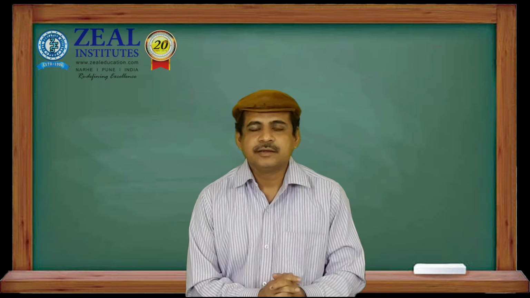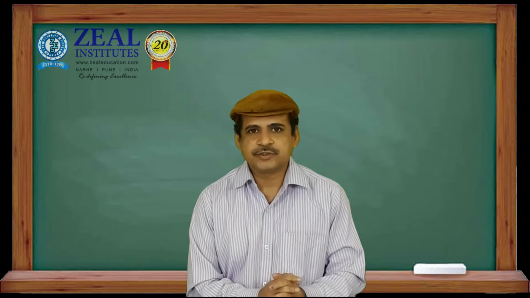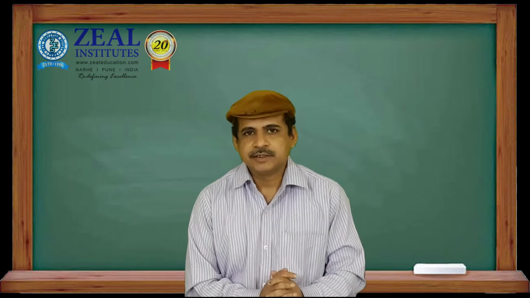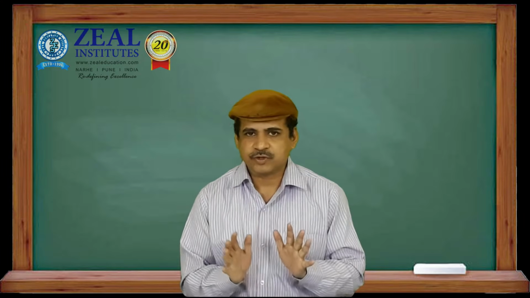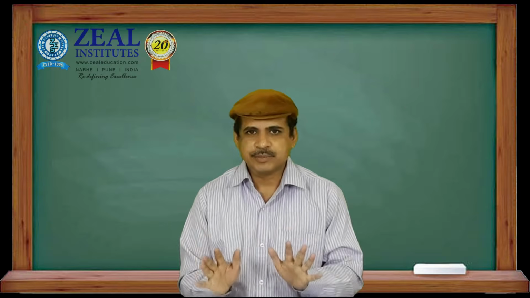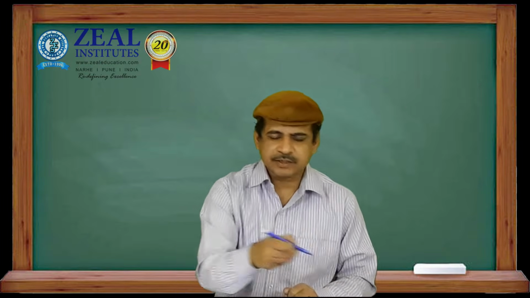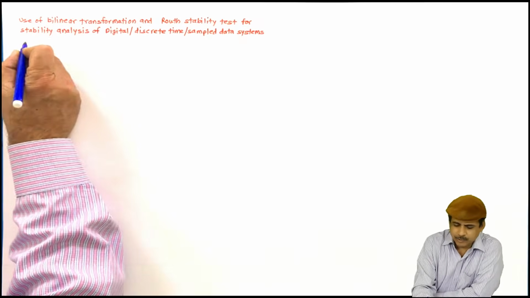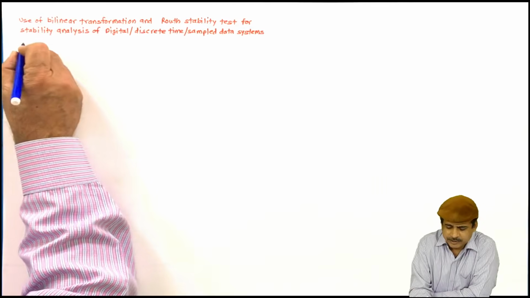Welcome back. In the previous two lectures, we have seen the Jury stability test for the stability analysis of digital control systems. In today's class, we will see the bilinear transformation combined with the Routh stability test for the analysis of stability of digital control systems. Now, let us make some remarks about the Routh stability test. And you are well familiar with the Routh stability test.